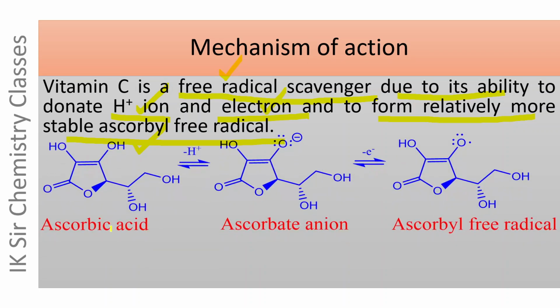This is ascorbic acid. First of all, this hydrogen atom is removed as H plus ion, forming ascorbate anion. Then this ascorbate anion loses one electron from here, forming ascorbyl free radical, which contains one unpaired electron.